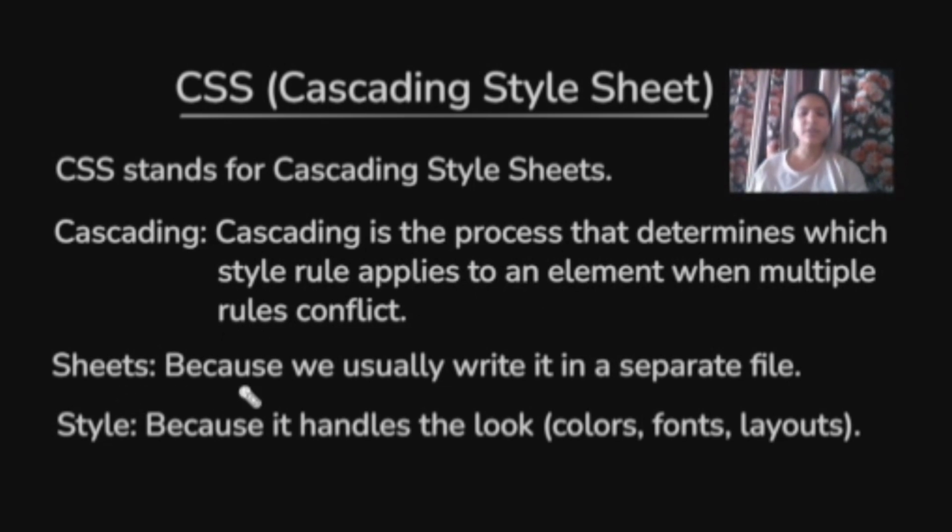Next is sheet, because we usually write in a separate file. We create a separate CSS file and write the styling in that separate file, so we mean style sheet. And third is style, because it handles the look, like the font size, font colors, layout, etc. So CSS means Cascading Style Sheet.